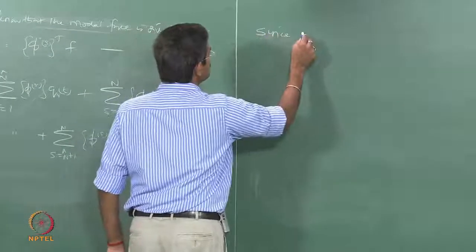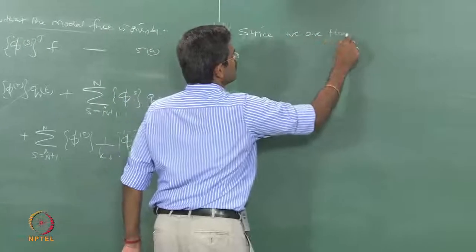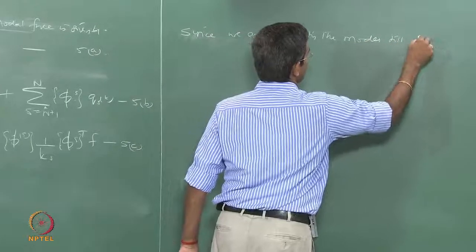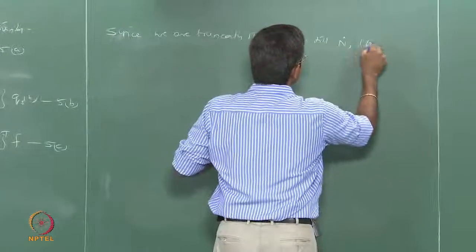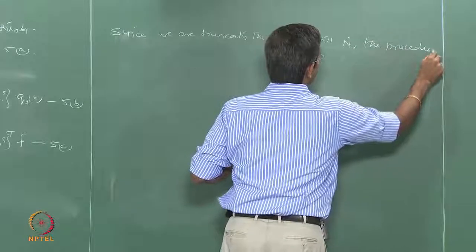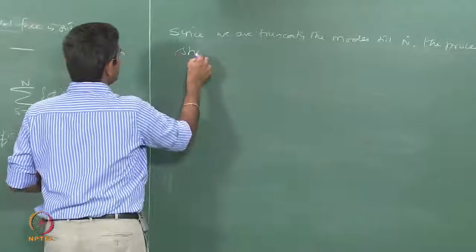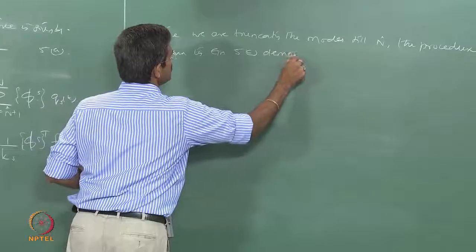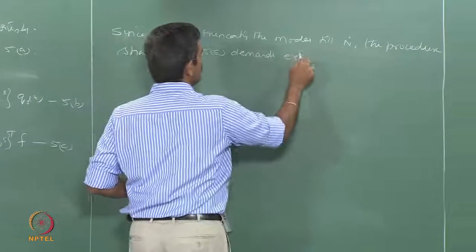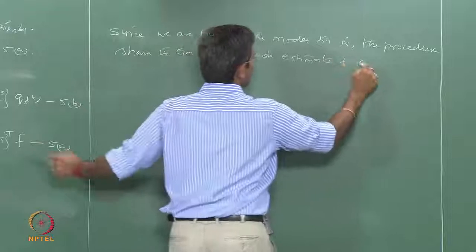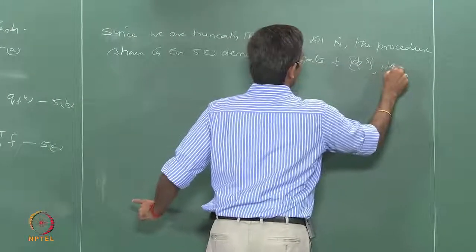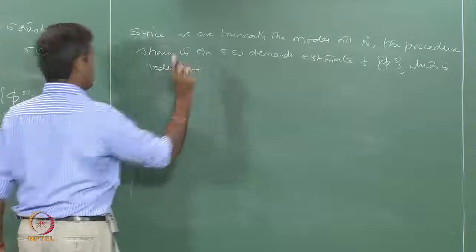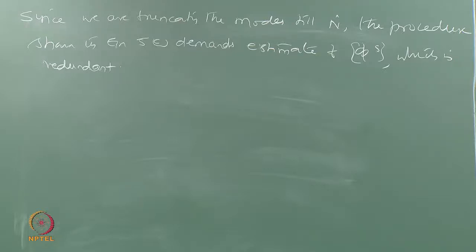Since we are truncating the modes till n hat, the procedure shown in equation phi c demands an estimate of phi s, which is redundant, because I will not have phi s with me, I will have only phi r.